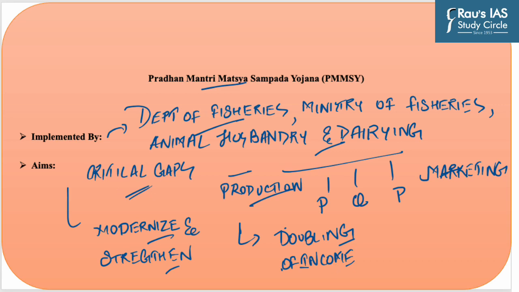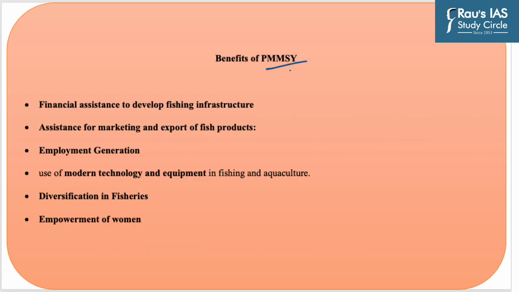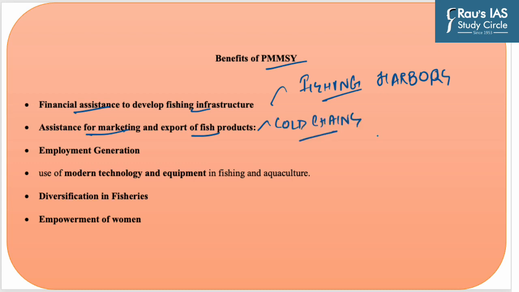So now let's see the benefits of Pradhan Mantri Matsya Sampada Yojana. Now, this scheme provides financial assistance to develop fishing infrastructure. For example, fishing harbors, fish landing centers, fish markets, fish seed farms, etc. Another benefit is to provide assistance for marketing and export of fish products, because it provides assistance for the development of cold chains, fish processing units, packaging facilities, to promote the export of fish products.